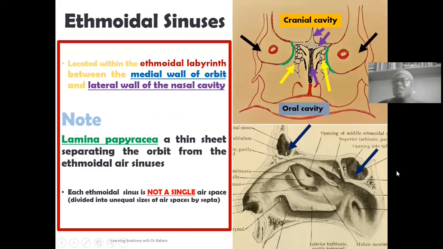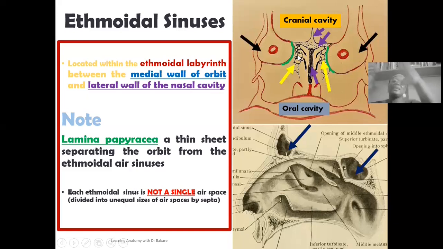Also to add that the ethmoidal sinuses are not seen as single air-filled spaces, just as what is presented in the frontal sinus, the sphenoidal sinus or the maxillary sinus. The ethmoidal sinus is seen as small air-filled spaces that are separated by septa. So if you look at this configuration up here, you see that it is not a single air-filled space, unlike what is projected down here in the frontal sinus. So you see a collection of sinuses, of air-filled spaces that are separated by septa.